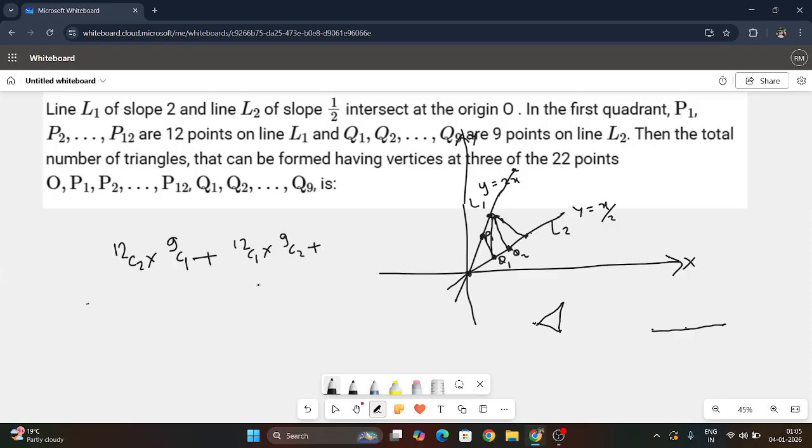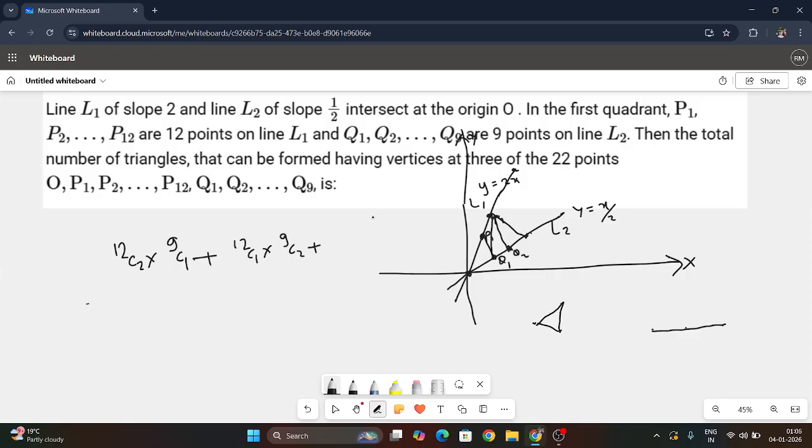Okay, and now what is the other possibility? As you know, now we have taken this point and this point. We have not taken this point. So what do you think we can do? One thing you can think is that any point we can take from line L1, and any point we can take from line L2, and this origin.